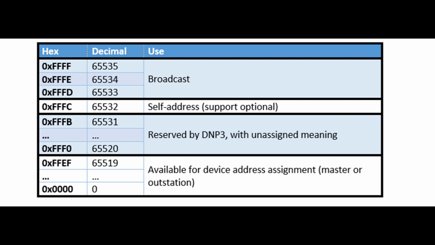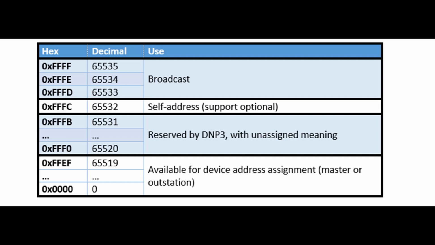Within this range, the upper three addresses, 65533 to 65535, are reserved for broadcast functions. A message sent to any of these addresses should be processed by all outstations that receive the message. A response is never sent to a message received using a broadcast address.